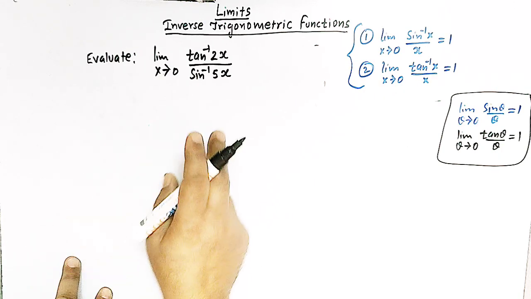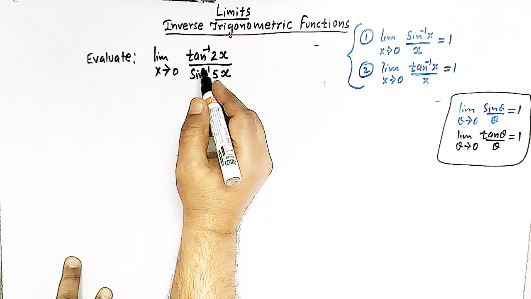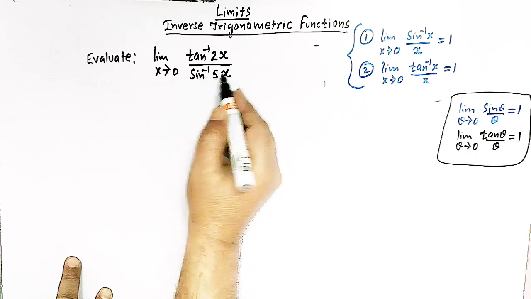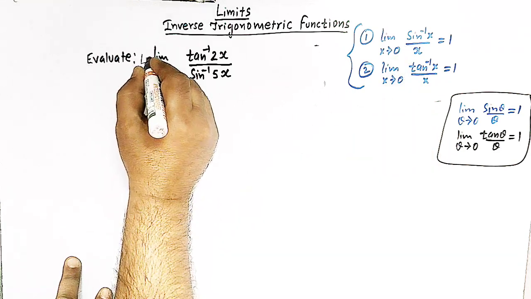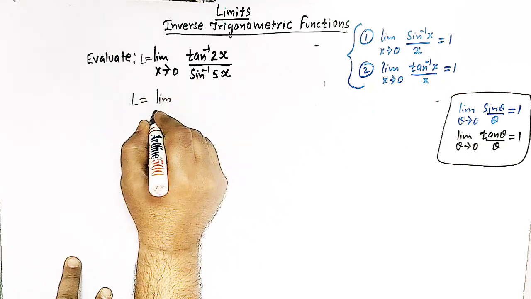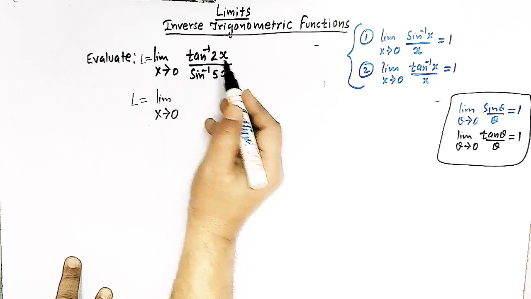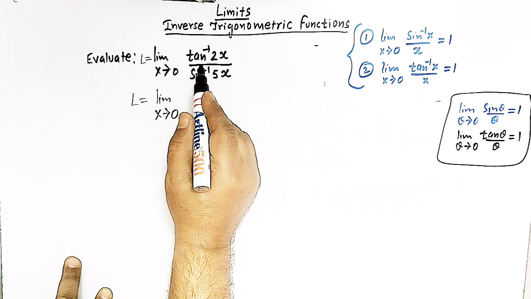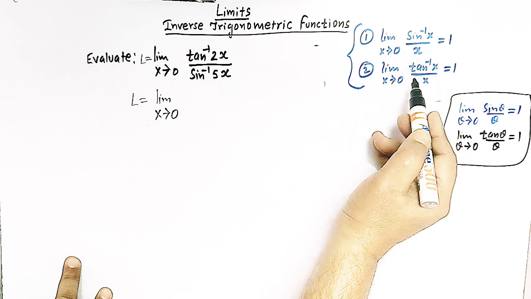Now let us solve some problems. Here we have the first problem: the limit as x tends to 0 of tan inverse 2x divided by sine inverse 5x. Here we'll make use of these two results. Let us take the value of this limit as L. So we can now write L is equal to the limit as x tends to 0. Now see here, the numerator is tan inverse 2x and the denominator is sine inverse 5x. So let us convert the numerator and the denominator into these two forms.